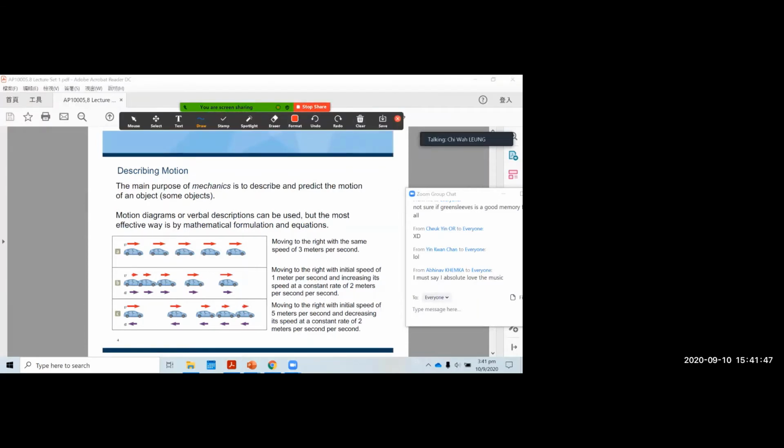This is just a very quick introduction on how to describe the motion. Of course, when you are doing it in high school, you no longer use them anymore. So I will skip it very quickly.